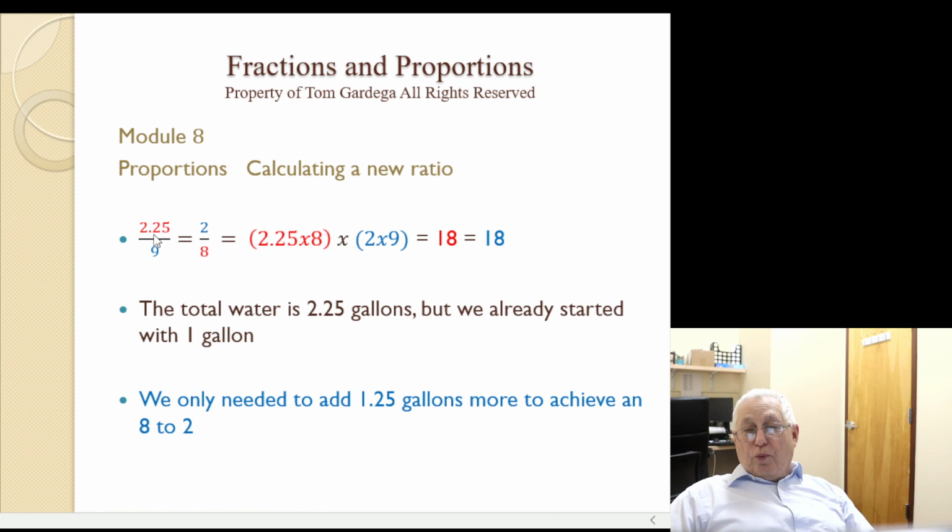Here we have 2.25 gallons of water to 9 parts paint equals 2/8. We want to make sure that these are proportional. So we have 2.25 times 8 and 2 times 9, so 18 equals 18. They are definitely proportional. The total water is 2.25 gallons, but if you remember, as stated earlier, we already started with 1 gallon. So we only need to add an additional 1.25 gallons more to achieve an 8:2 ratio or mix.